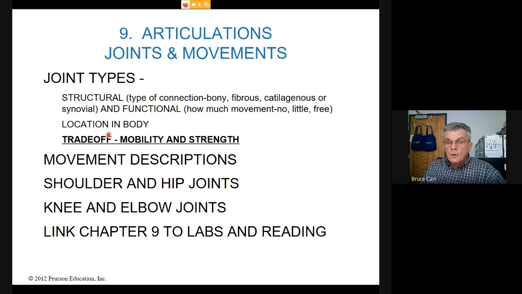So we're going to combine all that information with the description of movements, going back to some of the terminology we used when we started talking about the body at the very beginning. We'll look at some of the more obvious joints, the shoulder and hip joints, the knee and elbow joints, and see how they're constructed, because they represent complex and freely movable joints that have all the structures that we find in those joints. There's going to be a big link between Chapter 9 and the labs that we do. So the articulation labs, I actually used to rely quite heavily on this to explain joints and how they work.